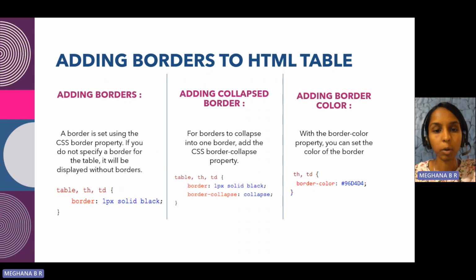And adding collapsed borders. When we want the borders to collapse into one border, we use the CSS property called the border-collapse property, and you can also see the syntax. Next is adding border colors. With the border-color property, you can set the color of the border.